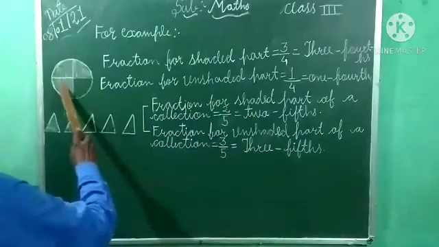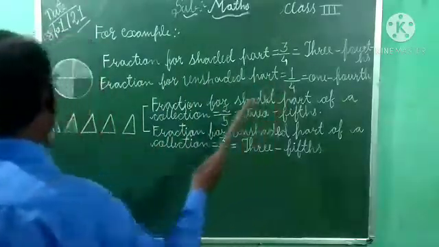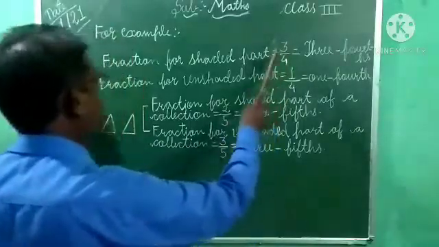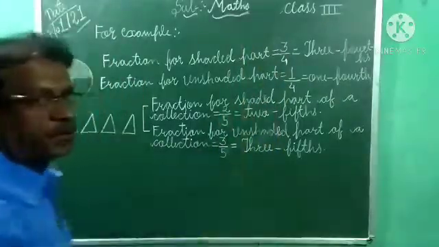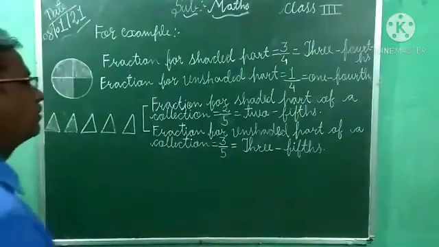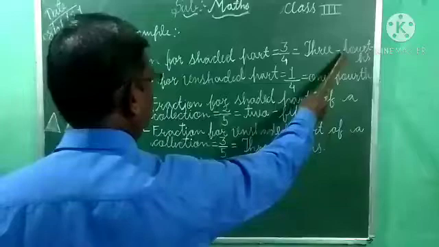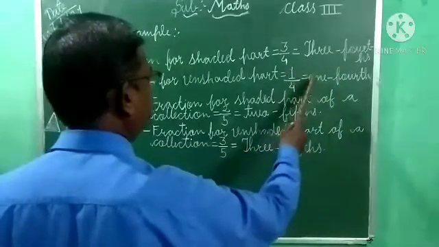How many equal parts? 1, 2, 3, 4. Write 4 down. The unshaded part is 1. So 1 by 4. So this 3 by 4 is the fraction for the shaded part and 1 by 4 is the fraction for the unshaded part. We can write in both ways, shaded as well as unshaded. 3/4, and 1 by 4 means 1/4.